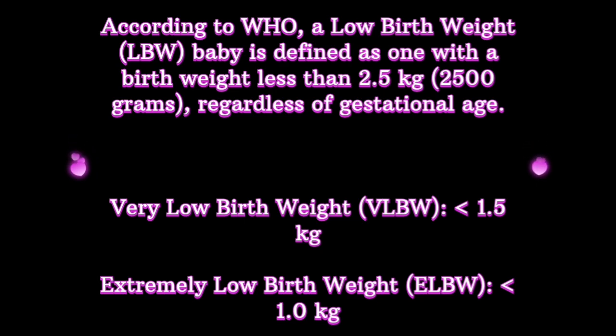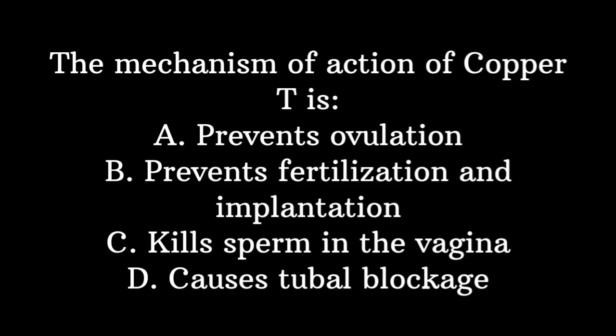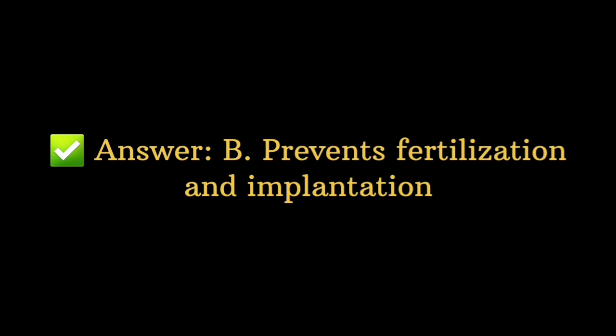Question: The mechanism of action of copper T is. Options: A. Prevent ovulation, B. Prevent fertilization and implantation, C. Kill sperms in the vagina, D. Causes tubal blockage. The correct answer is option B, prevents fertilization and implantation.